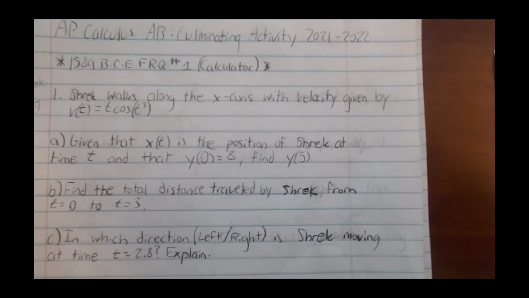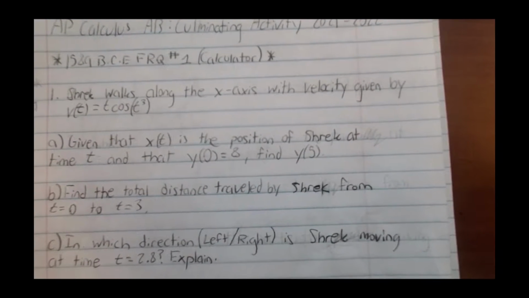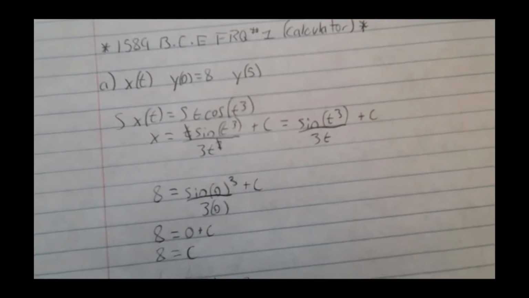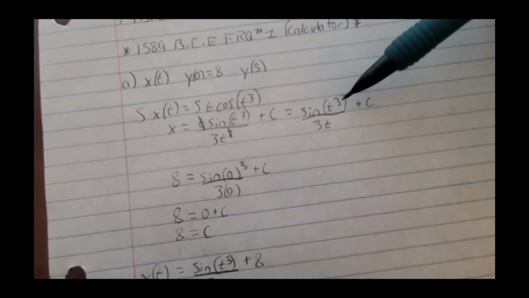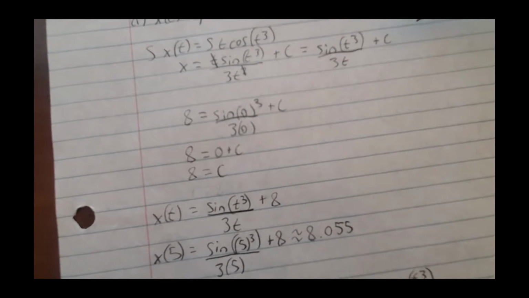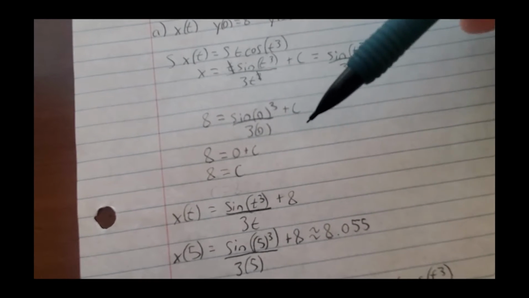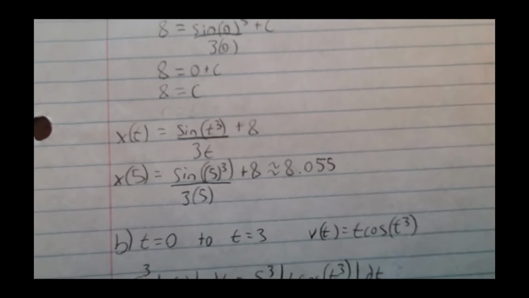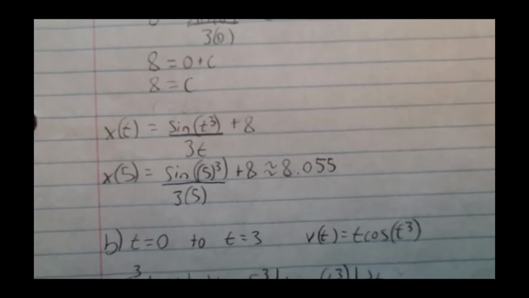For FRQ number 1, we're going to be solving A, solving for position, y of 5. So we go over here. We take an integral of both sides, so we can solve for x. We simplify it. We get this right here: x equals sine of t cubed over 3t plus C. And then we plug in 8, since y of 0 equals 8, and we plug in 0. Solve for C. After we solve for C, we plug it into the original equation and solve from there. And it is a calculator question, so we get 8.055.